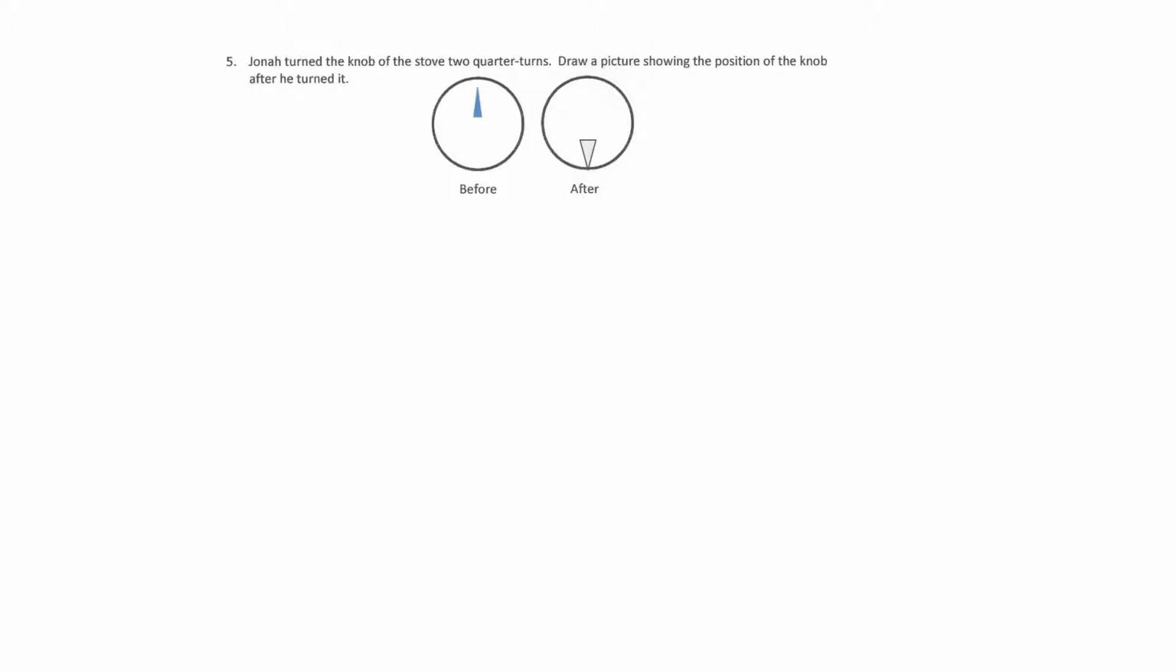Number 5, Jonah turned the knob of the stove 2 quarter turns. So 2 times 90 degrees, and 90 plus 90 is 180. So draw a picture showing the position of the knob after he turned. And again, it doesn't matter because if you go 180 degrees in this direction, it's here. If you go 180 degrees in this direction, it's here because it's half of the circle. So if you cut the circle in half, you'll be facing this way.